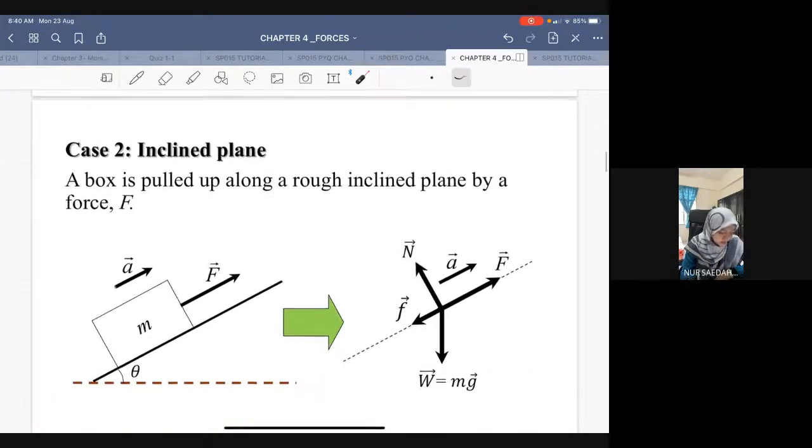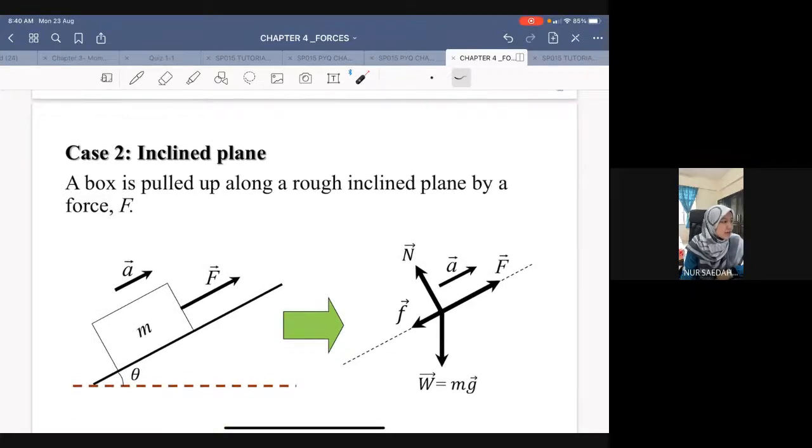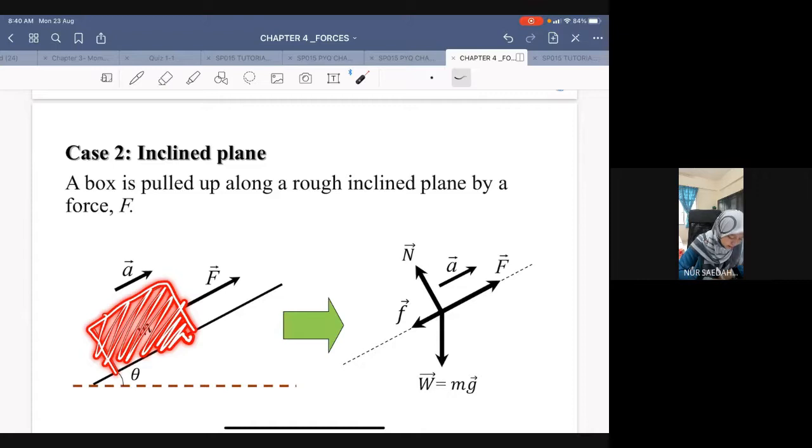Okay. Next for inclined plane. Inclined plane ni satah condong. So kita ada box yang kita pull dia along the inclined plane. So apa force yang ada sebab kita pull dia, we pull it in this direction. So ada pulling force lah. In this direction, what happens to the block? The block move along the plane upward. Okay, so rough, isn't it? So apa lagi yang ada?